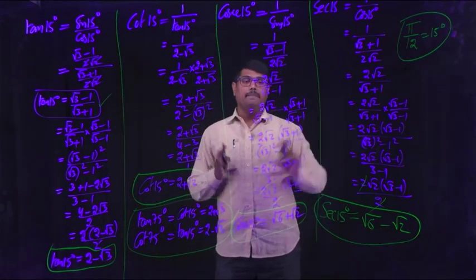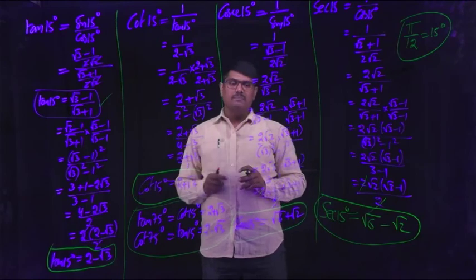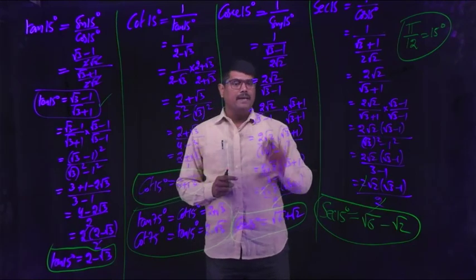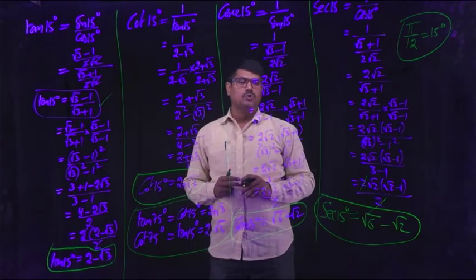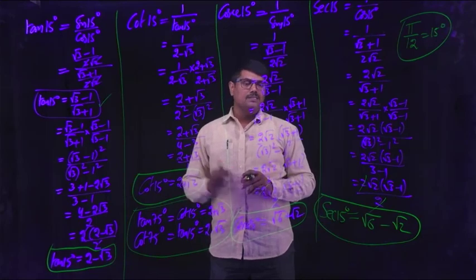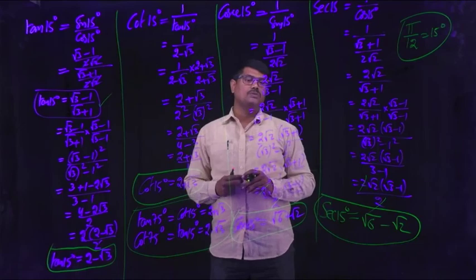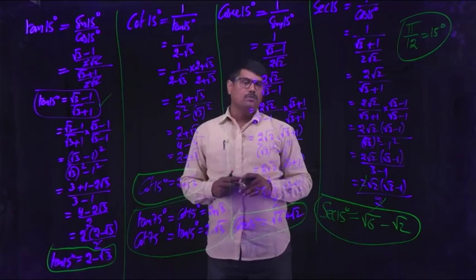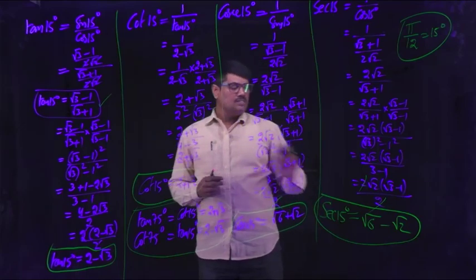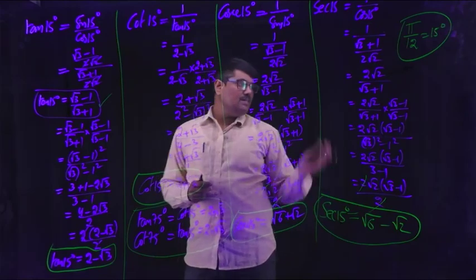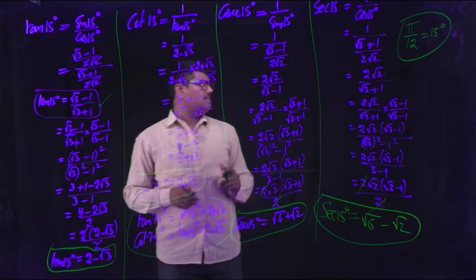Sin pi by 12 is root 3 minus 1 by 2 root 2. Cos pi by 12 is root 3 plus 1 by 2 root 2. Tan pi by 12 is 2 minus root 3. Cot pi by 12 is 2 plus root 3. Cosecant pi by 12 is root 6 plus root 2. And secant pi by 12 is root 6 minus root 2.